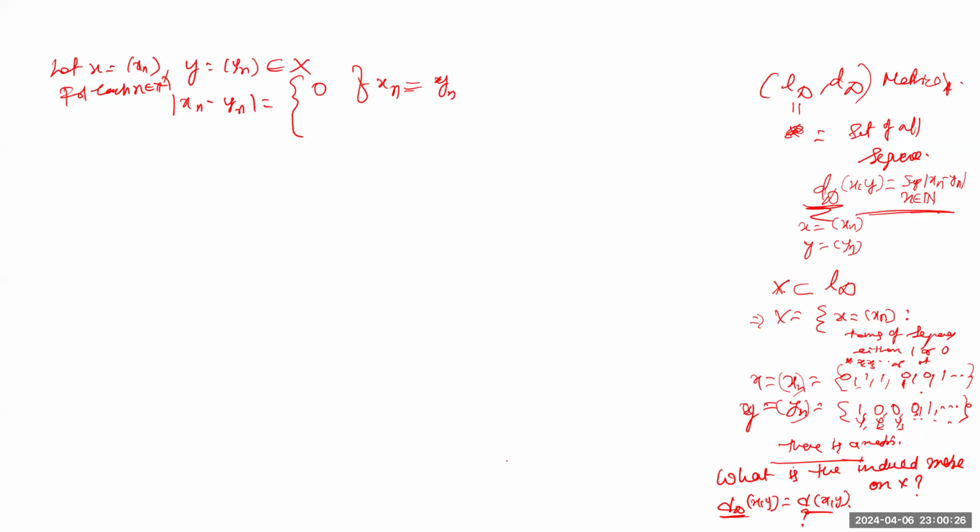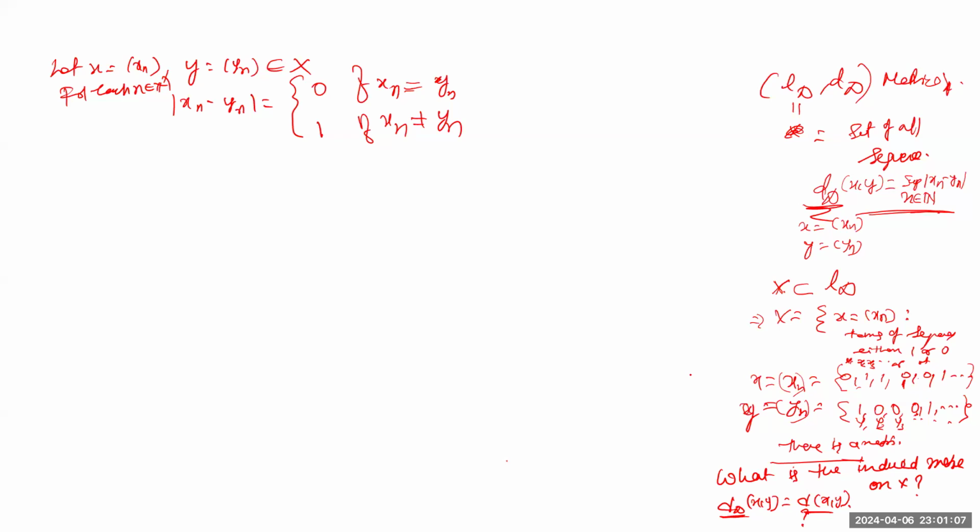Suppose the next is 1, here is 1. 1 minus 1, 0. So that is a 0. And it is 1 if x_n is not equal to y_n, because 1 minus 0 or 0 minus 1, you will get 1. So that nth term of the sequence x_n is not equal to the nth term of the sequence y_n.